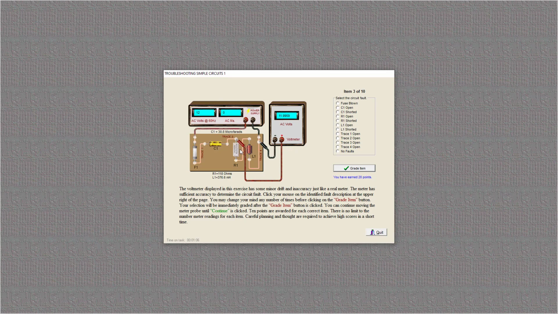Okay, that means our resistor's open. We have voltage on one side and ground on the other side. So let's say R1 is open.